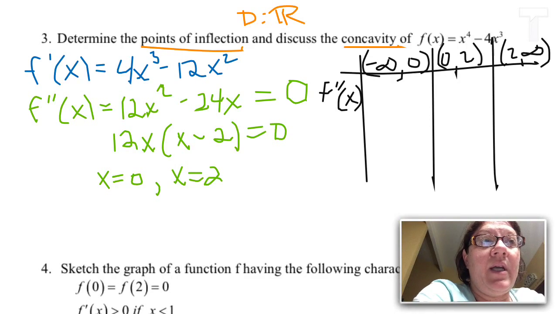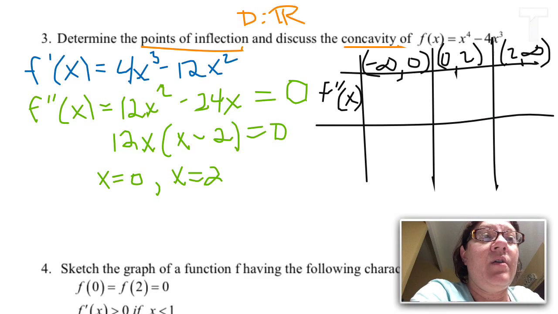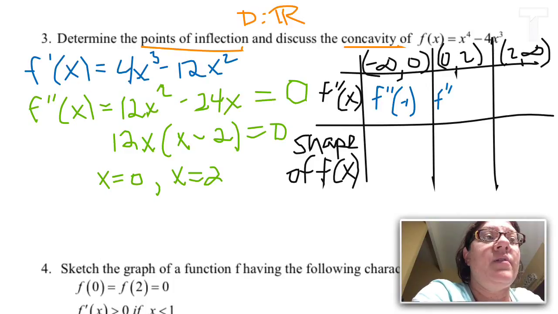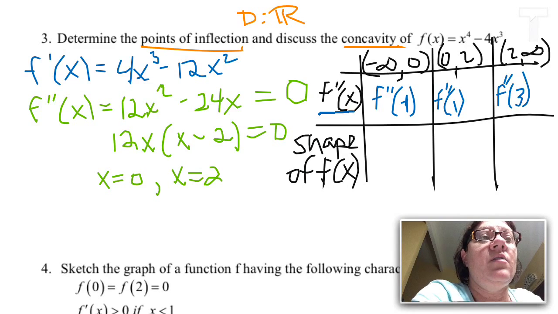So notice in this one I didn't put x equals 0 and x equals 2 in it. I don't have anything strange going on with the shape of f of x, so I didn't need a place to write in vertical asymptotes. Okay, so I'm going to do some testing. In this first zone, I think I'll test -1. In this second zone, I'll test +1. And in this last zone, I'll test +3. Remember, we are plugging into the second derivative.